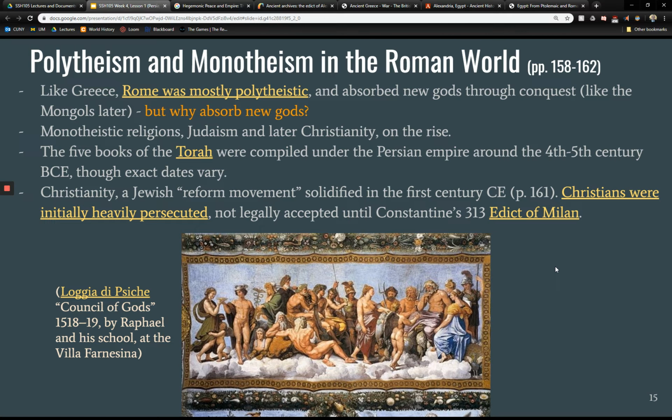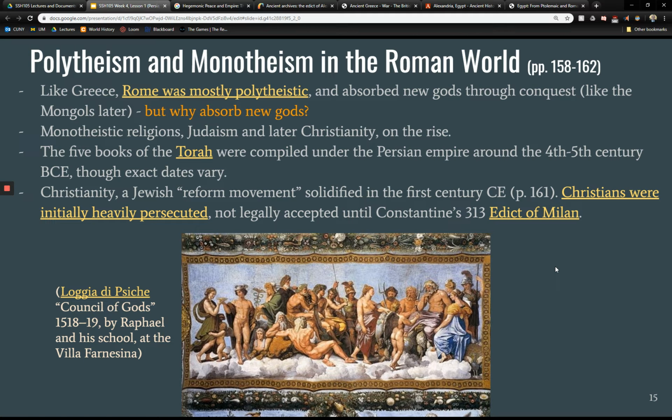Talking a bit about polytheism and monotheism in the Roman world, we start to see the development of monotheism under the Romans, famously, Jesus Christ. And I'm not going to talk a lot about Jesus Christ in this course. It's more of a religious history topic. And I just want to talk broadly about the shift from polytheism to monotheism.